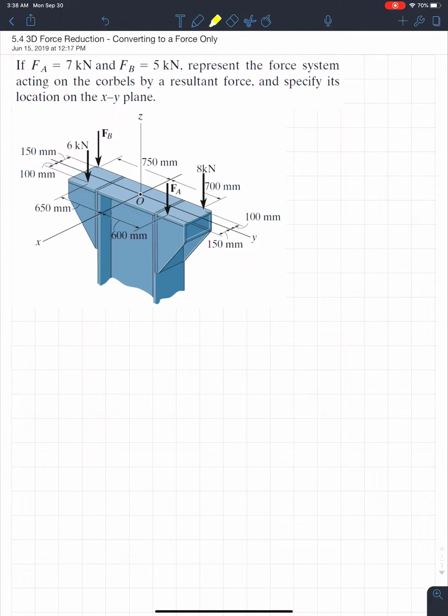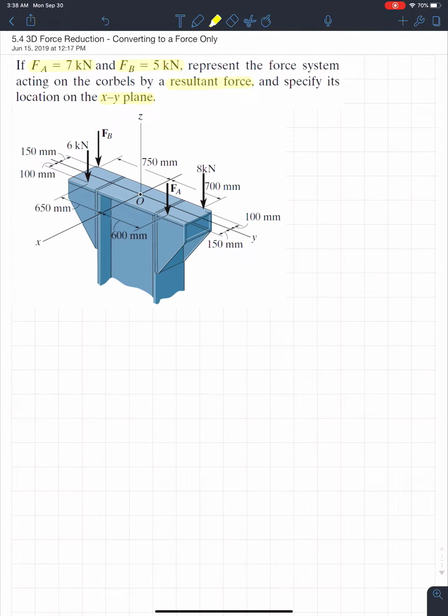Looking at this example, it says if FA is 7 kilonewtons and FB is 5 kilonewtons, represent the force system acting on the corbels by a resultant force and specify its location on the XY plane. It's very important to specify its location, because the first hint is that it just wants a resultant force. It says nothing about a resultant moment. And when it says specify its location on the XY plane, that usually means we have to move our resultant force around so that it produces our resultant moment.